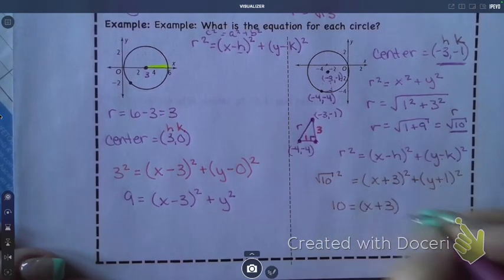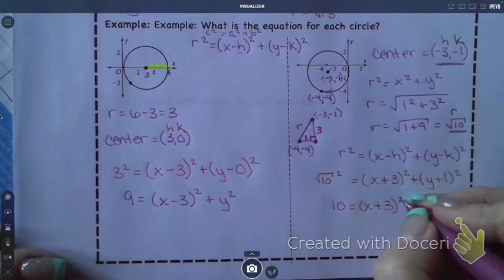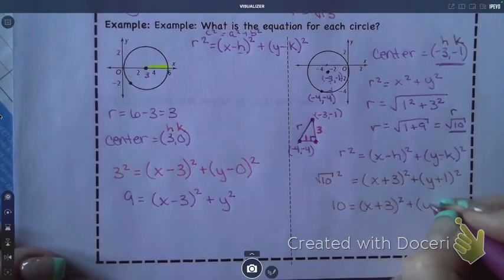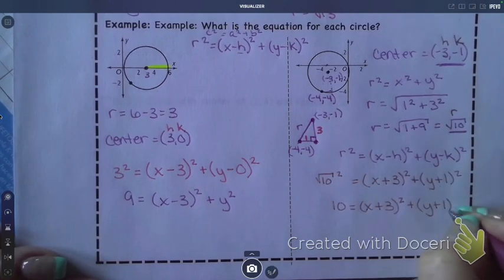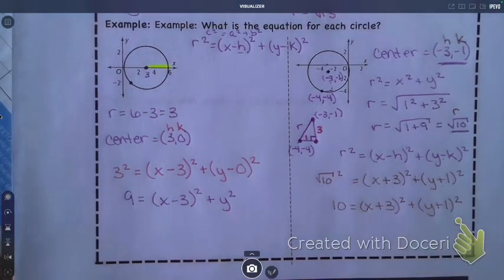So 10 equals x plus 3 squared plus y plus 1 squared. Can you still see? Am I off? Nope. Are these going to take you a little time? Yes. Sometimes and sometimes not. Some of them, they'll just say the radius is here and the center is here, and you just plug it in. And sometimes you have to figure it out.